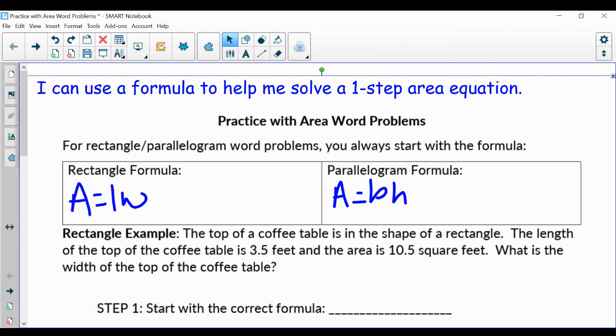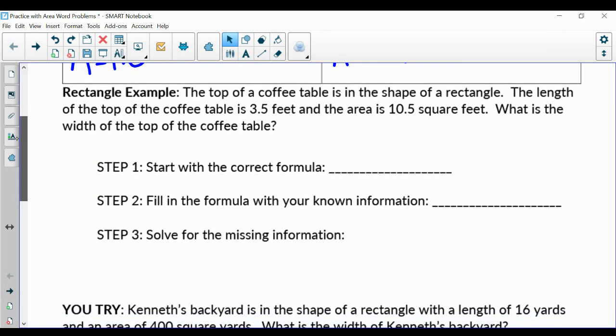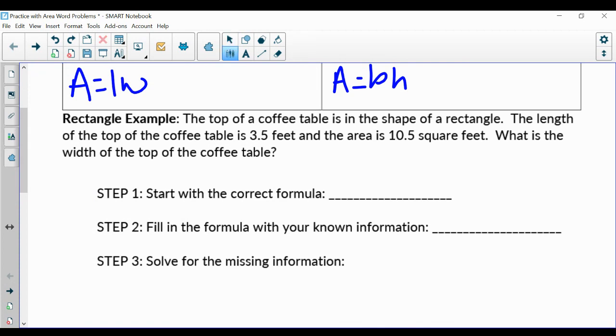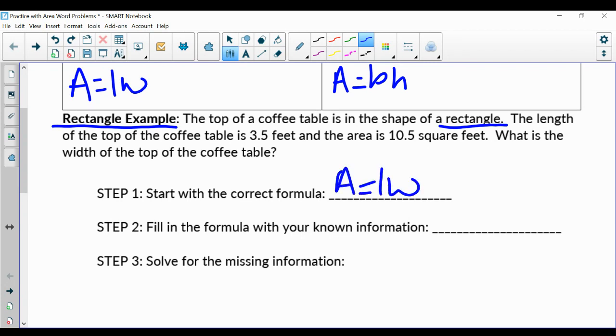Okie dokie. So moving down, our first example is going to be a rectangle example. Now, it's not always going to tell you, hey, this is a rectangle word problem. Sometimes you're going to have to find keywords. So looking through it, the top of a coffee table is in the shape of a rectangle. Well, that's the first indicator that you're working with a rectangle. So you can go ahead and fill in your first step, which is starting with the correct formula. So area of a rectangle is A equals length times width.